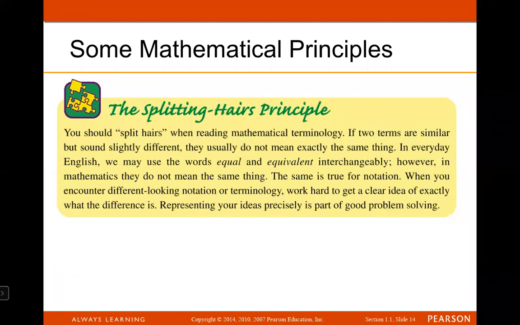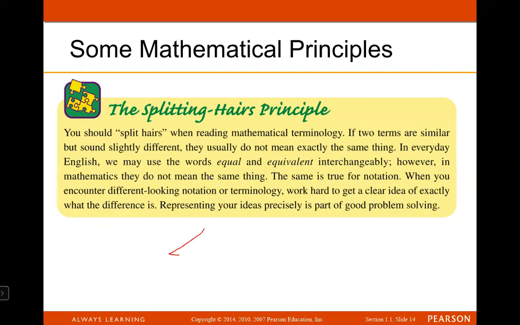The splitting hairs principle. You should split hairs when reading mathematical terminology. If two terms are similar but sound slightly different, they usually do not mean exactly the same thing. In everyday English, we may use the words equal and equivalent interchangeably. However, in mathematics, they do not mean the same thing. The same is true for notation. When you encounter different looking notation or terminology, work hard to get a clear idea of exactly what the difference is. Representing your ideas precisely is part of good problem solving.